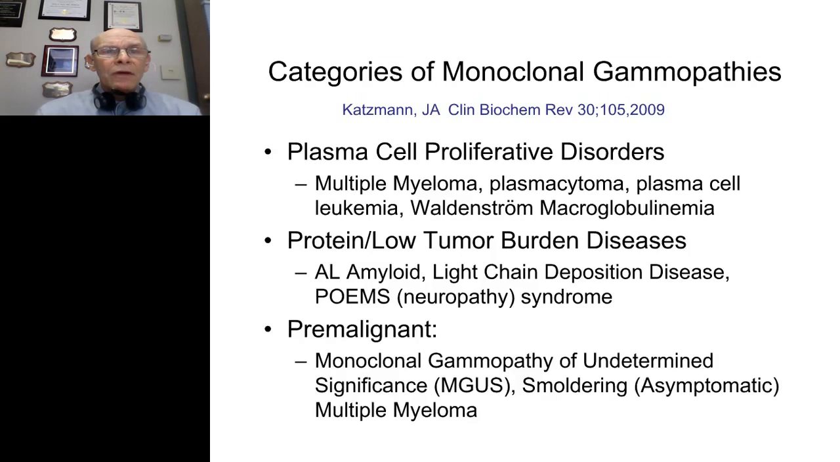Finally, some of the conditions are classified as premalignant. They all have the potential to progress to multiple myeloma and other malignant disorders. But at the present time, they would be asymptomatic. These would be monoclonal gammopathy of undetermined significance, a mouthful of a term that we abbreviate as MGUS, and smoldering or atypical multiple myeloma.